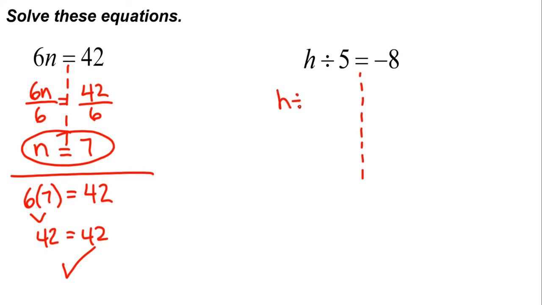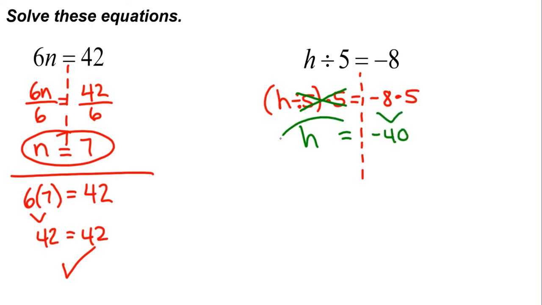So I'm going to take this side of the equation and multiply it by 5. That means I have to take this side of the equation and multiply it by 5. So h divided by 5 times 5, these two operations undo each other. So these will essentially cancel each other out, and I have h equals negative 40.